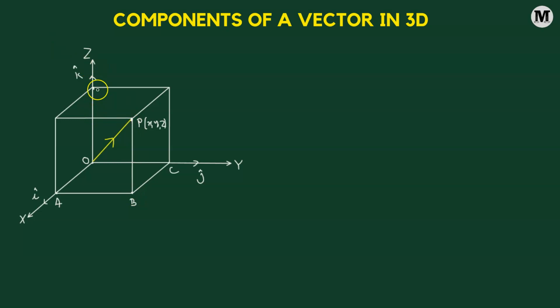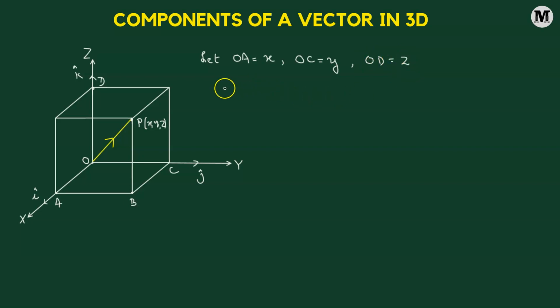Now for this, let's call this point D. Here we're going to make some assumptions. Let's say the distance from point O to the point A along the x-axis is x units. If we start from the origin and move to the point C along the y-axis, we're going to call it y units. Then we have OD, which we're going to consider to be z units.